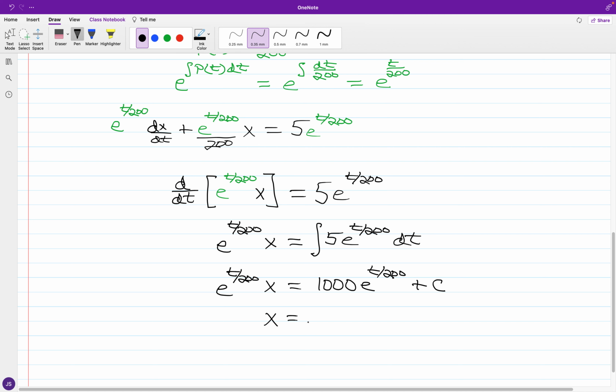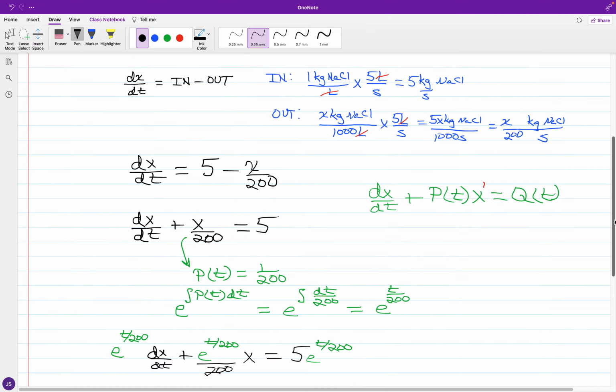Now, looking at solving in the general case for x, dividing by e to the t over 200, for the first term I have just 1,000. And then dividing by e to the t over 200 is the same as multiplying by e to the negative t over 200. So this is the general setup.